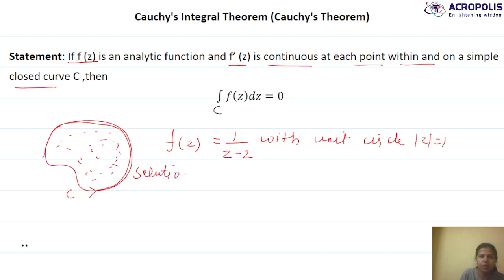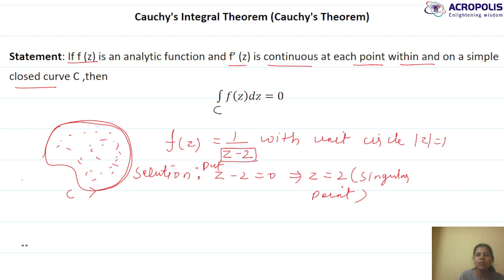For the solution, first you need to check the singularity of the function. For the singularity, equate the denominator to 0. Put z minus 2 equal to 0, that is, z equals 2. Z equals 2 is the singular point, the point where the function is not analytic. If we put z equals 2 here, we get 1 by 0, that is infinity, so the function is not defined at z equals 2.